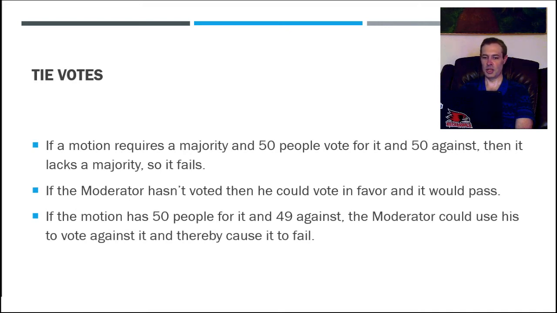And that's just a case where the moderator gets to cast his vote where it matters. He could technically cast his vote anytime, but at least he has his right to vote that way, but when it doesn't matter, then it's better if he does not.